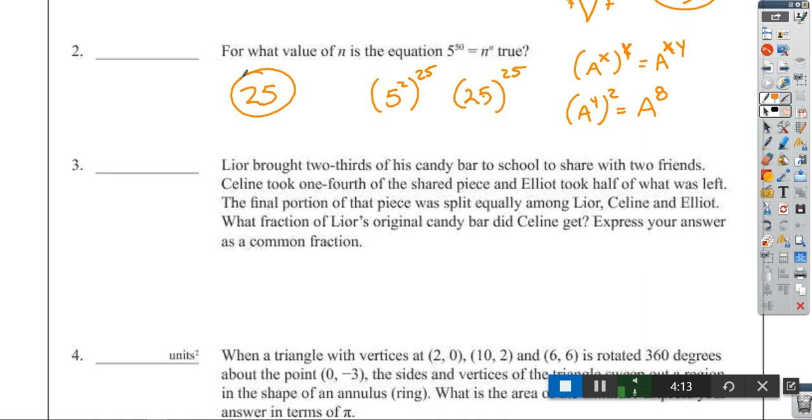So what I did here is I created a little bar. So here's 1/3 of a bar, 2/3 of a bar, and then I have the bar that's been eaten. So here's the whole bar. And I'm just using a visual to describe the math that I use later. So then I know that Celine took 1/4 of the shared piece.